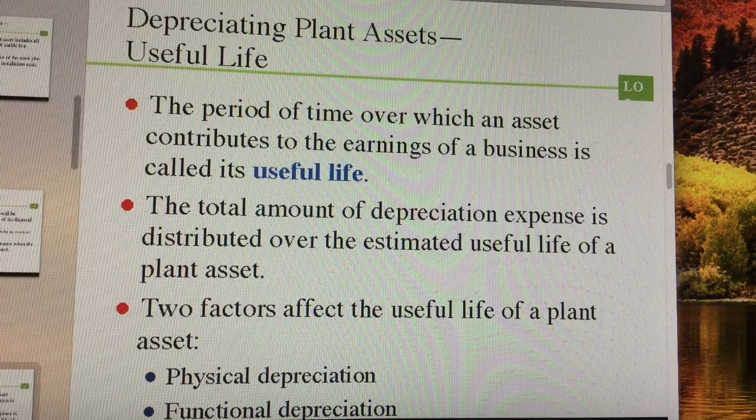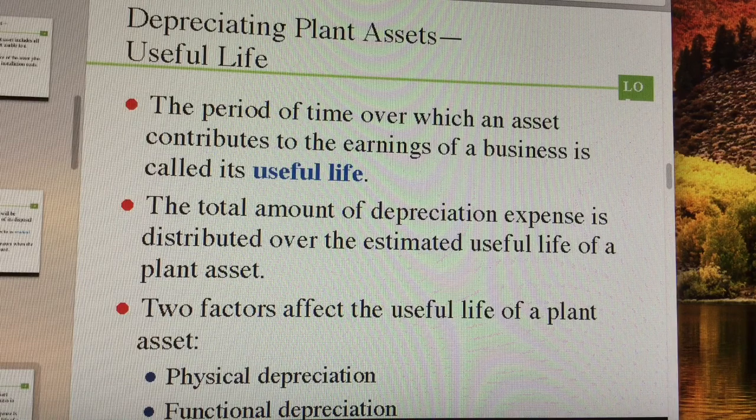The period of time over which an asset contributes to the earnings of a business, it's called its useful life. Another term that sometimes you'll hear is a shelf life. The total amount of depreciation expense distributed over this estimated useful life of a plant asset. So we're going to actually take how many years this item is useful and divide it by the total depreciation we think we'll acquire. And that's how we're going to figure out our annual depreciation.